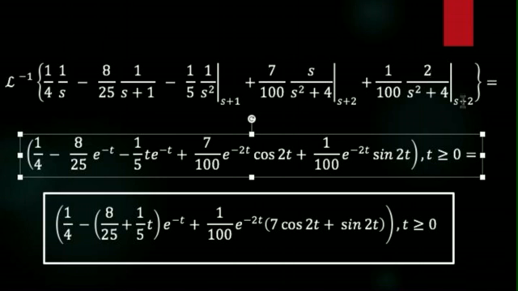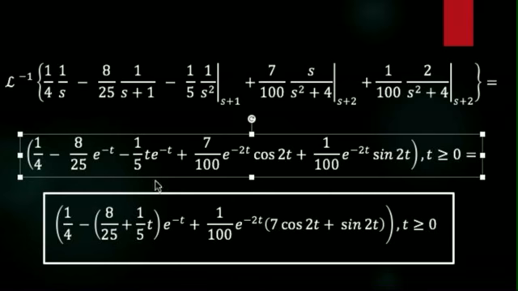We have s plus 2, and when we remove the shift it is direct, but we need to put an exponential, because this exponential is part of the formula, plus 1 over 100, with the same exponential, and sine of 2t. The 2 is because 2 is the root of 4.